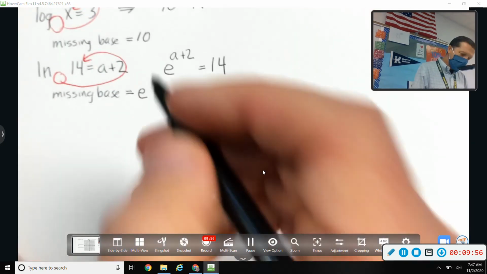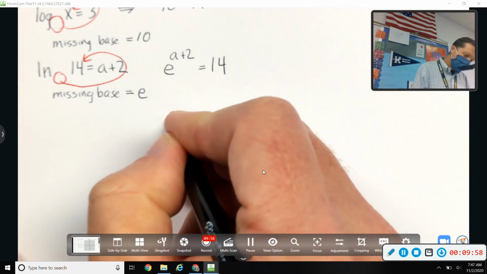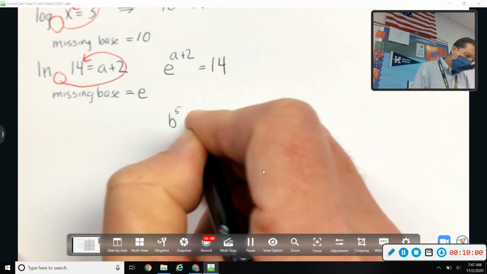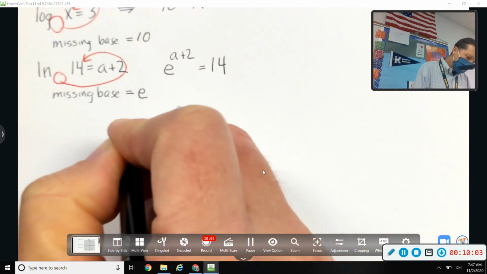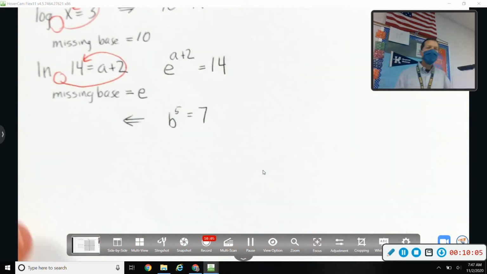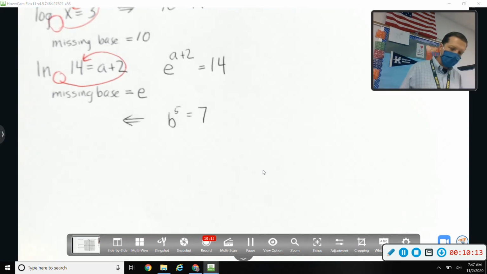Now we're also going to go the other direction. We're going to start with things like b to the 5th equals 7 and go backwards. It's not backwards, it's just the other way. Like addition, subtraction, subtraction to addition. It's kind of forward, backwards, whichever way you want to start with.